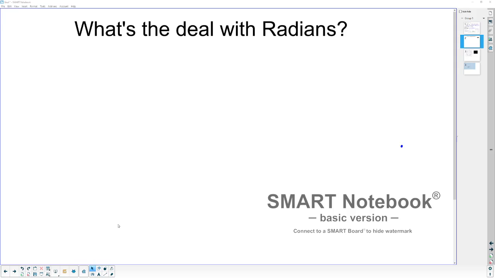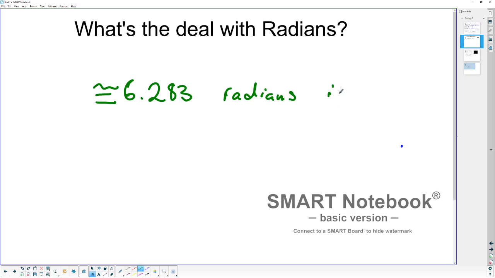Well, let's start with a wild conclusion and work our way backwards from there because, well, we have the power to do that. So this is our conclusion. We're going to answer the question, how many radians are there in the circle? And the answer is there are approximately 6.283 radians in a circle.